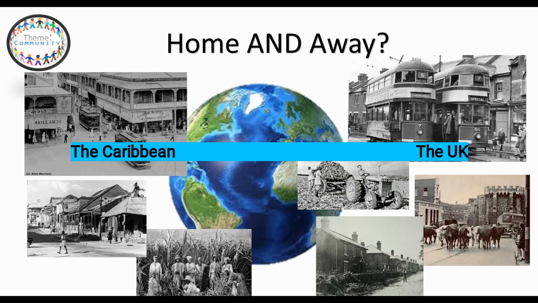Already from looking at some of these pictures, we can see differences in the types of housing that was available, in some of the different types of farming that were going on. But also there are still some similarities. Take a moment now to stop the video and jot down 3 similarities and 3 differences that you can see just from looking at these pictures about life in the Caribbean and life in the UK.